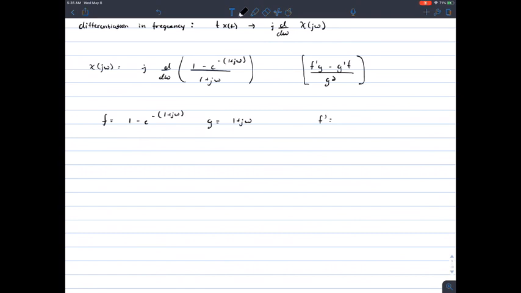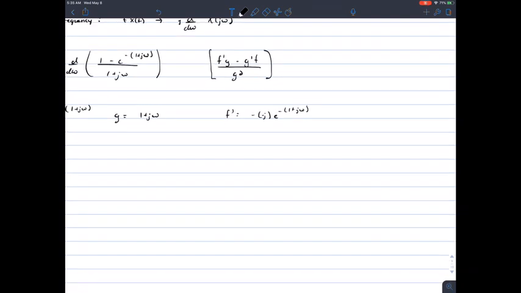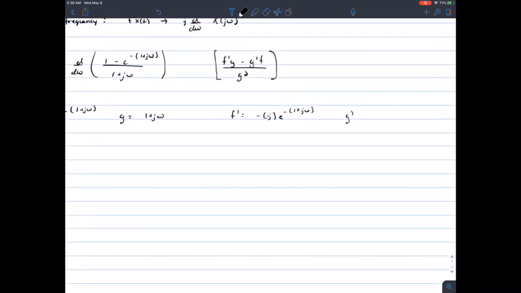the derivative of this is going to be negative j times e to the negative (1 plus j omega)... and g prime is going to equal just j.